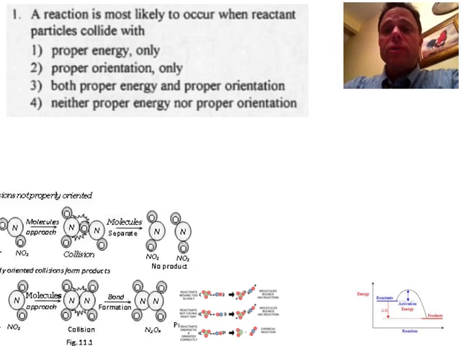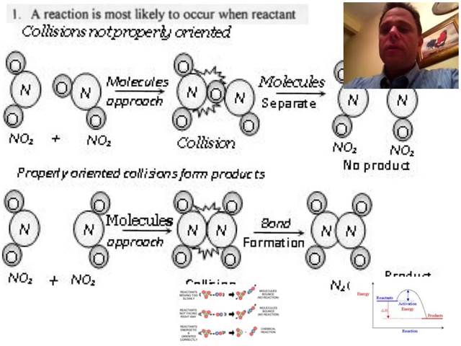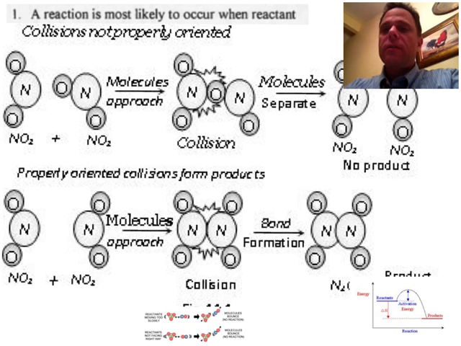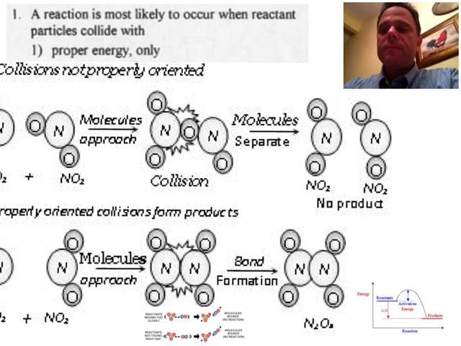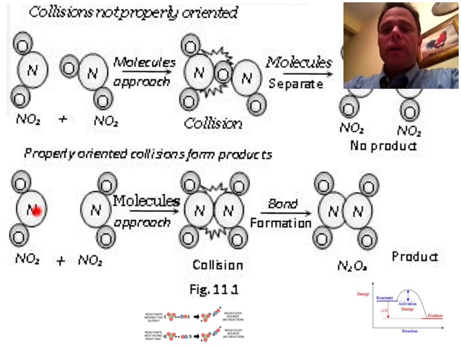Let's take a look at some of these illustrations to assist us. Here is the first one, and this is suggesting that we have a nitrogen and another nitrogen, and they are colliding, but yet it is still separate right here. It did not collide with the correct orientation or energy to change into a new molecule. Whereas in this picture here, the two nitrogens are facing each other. They collide with sufficient energy and a new molecule is born.